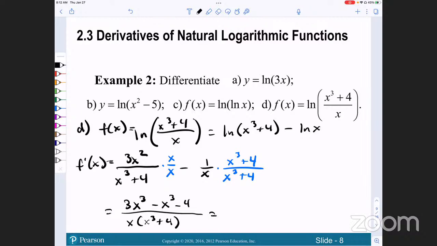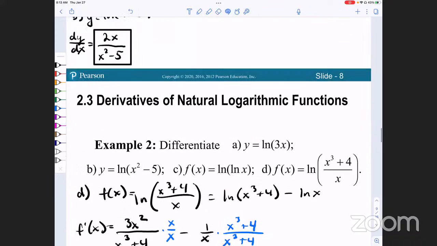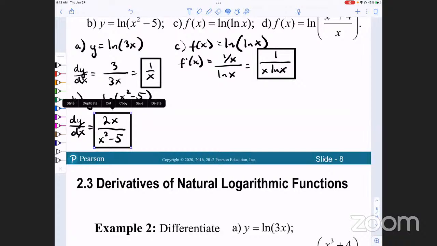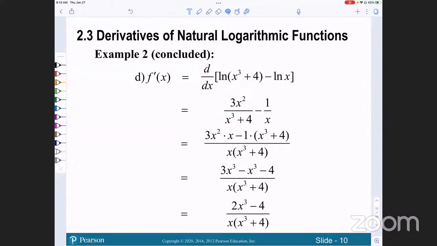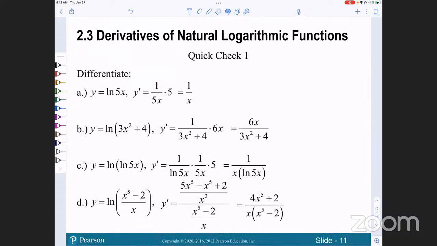So then x cubed minus 4 over x cubed plus 4. Okay. This is where they stop. Let's just go back and forth. Let's see how they finish. There it is. Yeah, 2x cubed minus 4 over this side. Okay, that's okay. Let's keep moving.